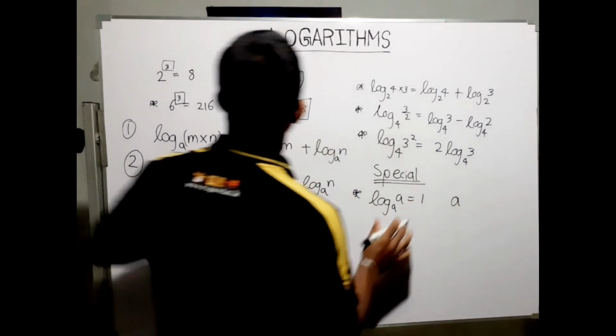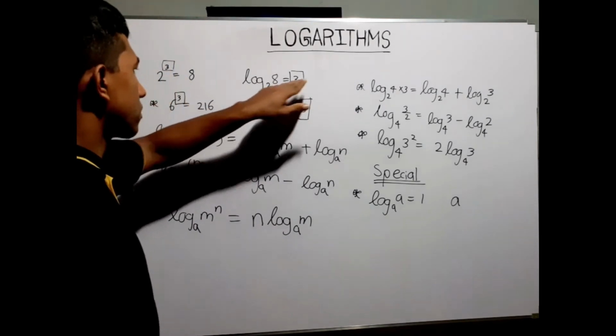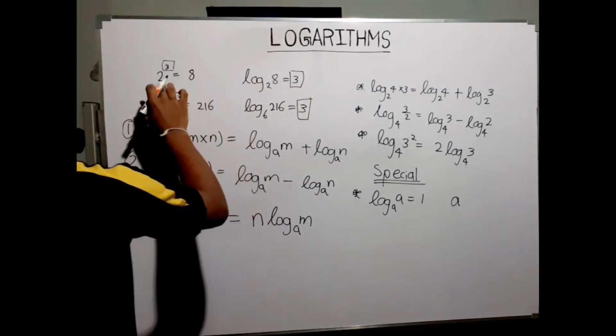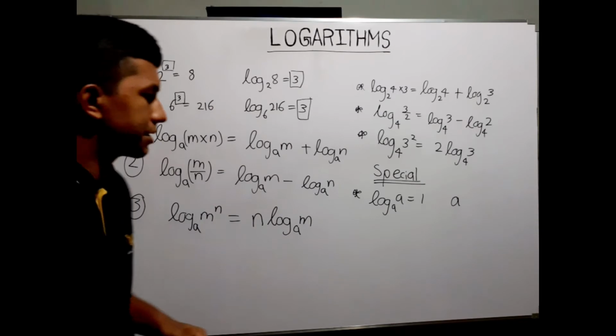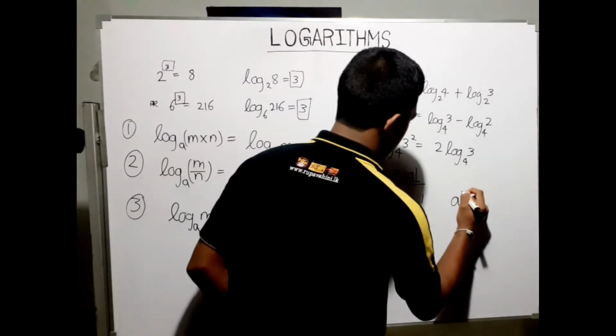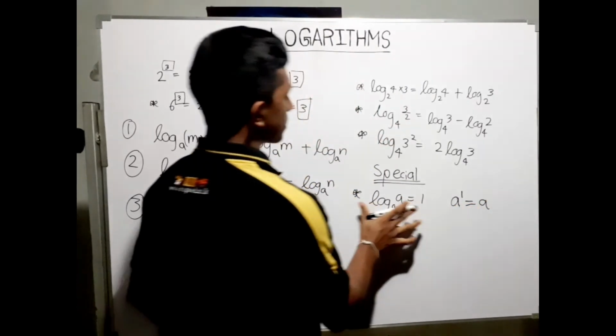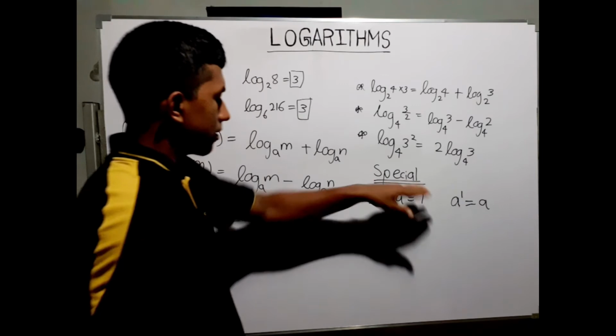So now we learn that log value of a to the base a is equal to 1, and log value of 8 to the base 2 is equal to 3. This we can write as 2 to the power 3 is equal to 8. If we look in this format, log a to the base a we can write as a to the power 1, which we all know is equal to a. So that is shown by this.